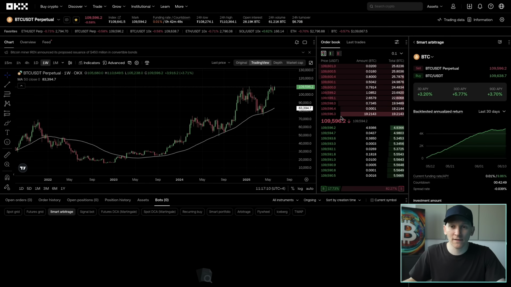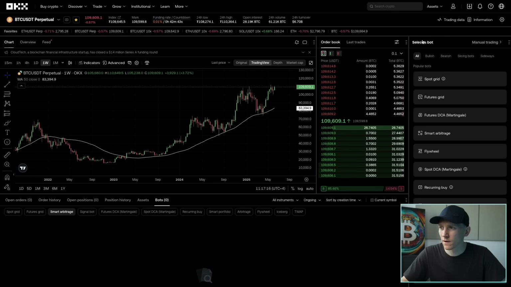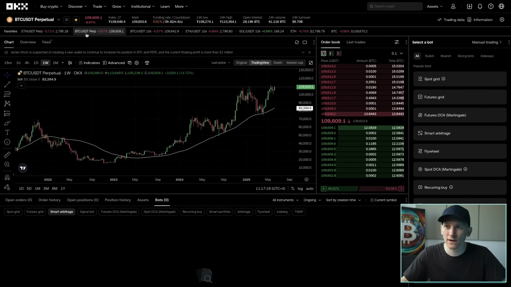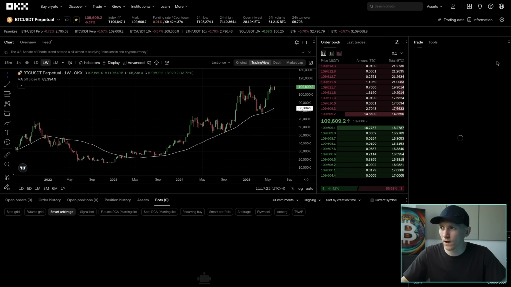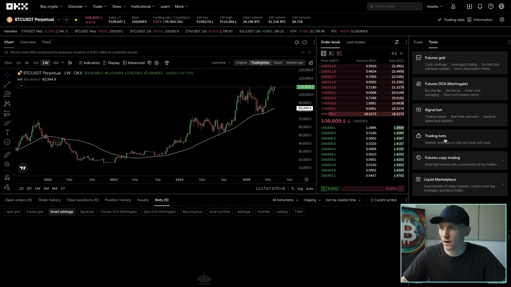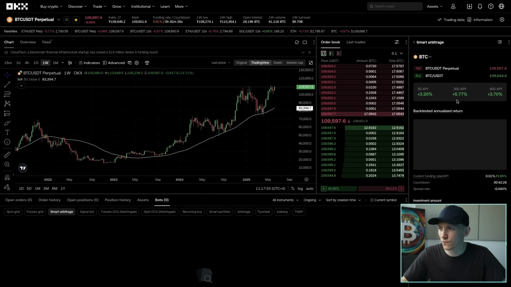Both OKX and Binance have pretty easy to use funding rate arbitrage trading systems. So what I've done here is gone into bots. So I think this is in the spot market or the trading screen. If you go to trade, spot or futures, on the right hand side, go to bots here. So tools like this, and then we should see trading bots. And then you want to look for smart arbitrage. It's actually, I think, new from OKX.